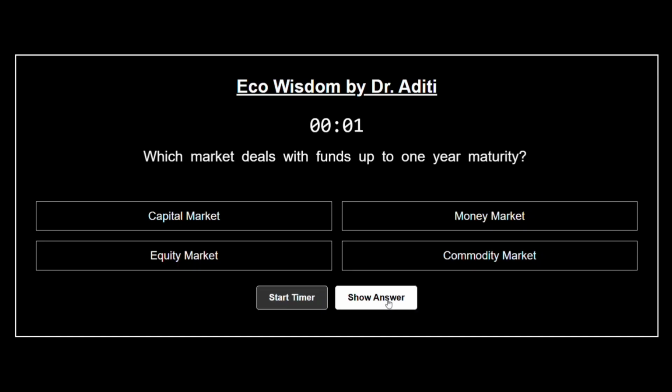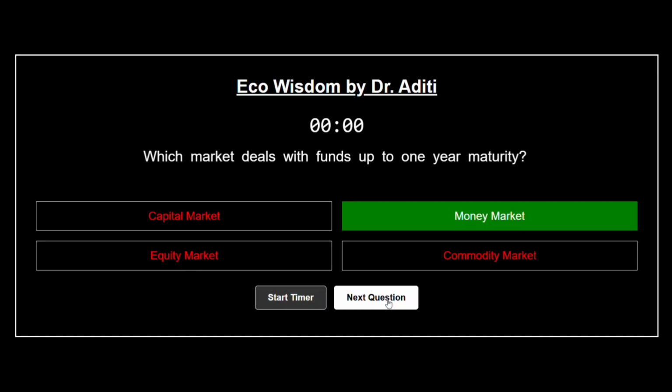and let's find out the correct answer, which is money market. So money market is known for short-term debt securities. So it is for short-term borrowing and short-term lending.